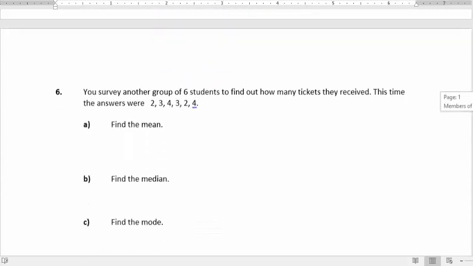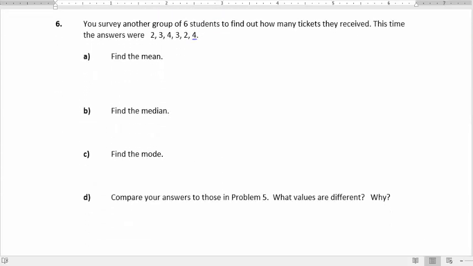And then number 6 is very similar. You survey another group of 6 students to find out how many tickets they received, and there are the numbers. Again, the mean is going to be the sum of these values divided by how many there are. In this case, there's 6. When I add them up, 2 plus 3 is 5, 9, 12, 14, 18. I get 18 over 6, which is just 3. So the mean is 3.